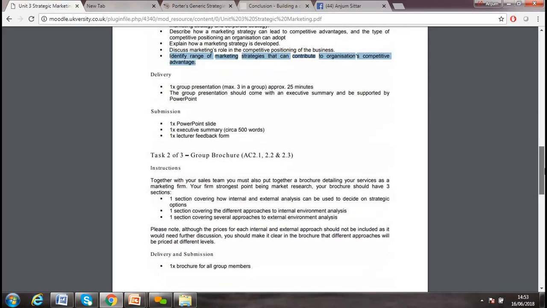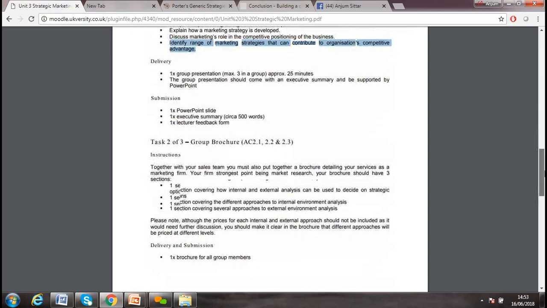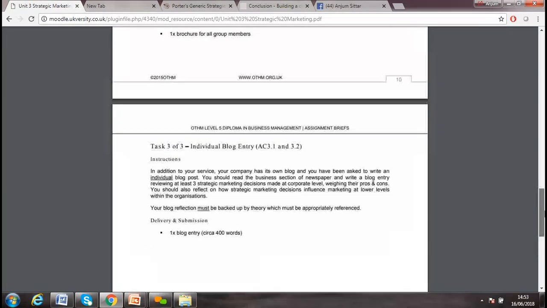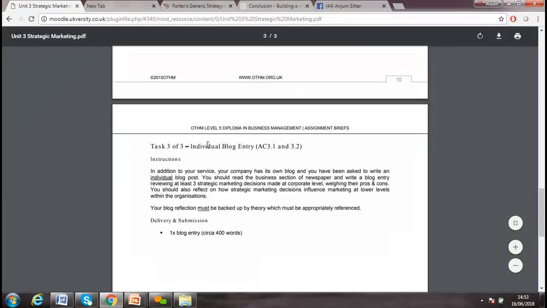Please send your slides as evidence. Then, together within your sales team, you also put together brochures for the sales of the product, keeping in view the internal and external environment, which will be helpful. We can also create a blog. The blog can be an online blog. That's all about what we are learning.